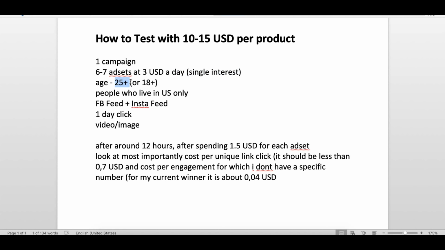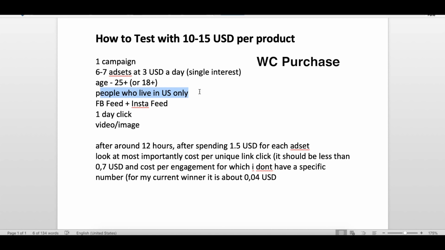This is what I've noticed, that on most dropshipping stores, people below 25 don't really buy that much on Facebook. But this is not a rule, because if you have a product that is for a younger crowd, then you definitely need to do 18 plus, and you probably should also focus a little bit more on Instagram and doing Instagram stories as well.